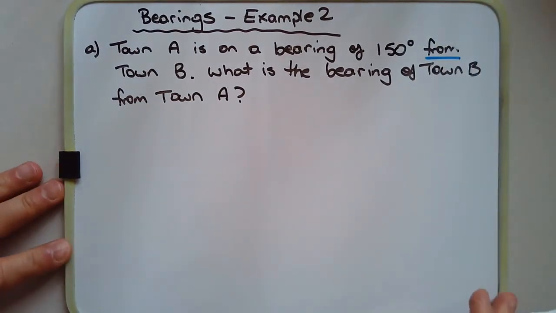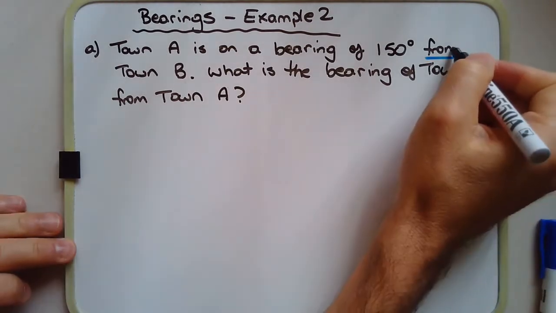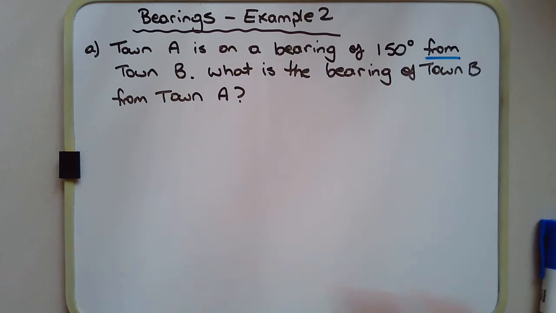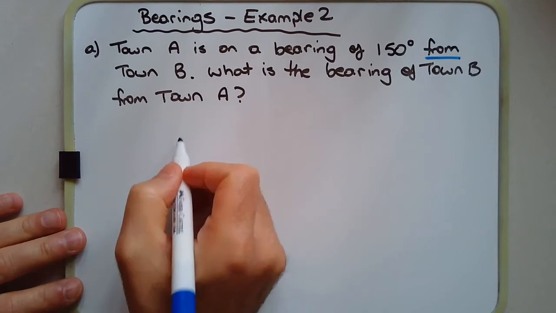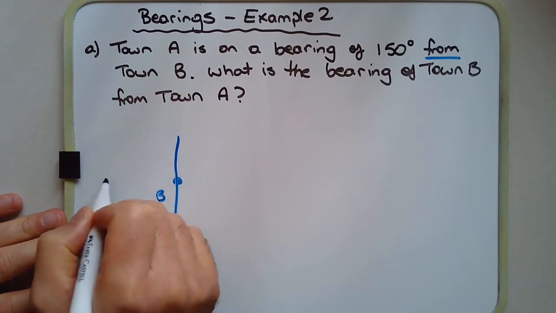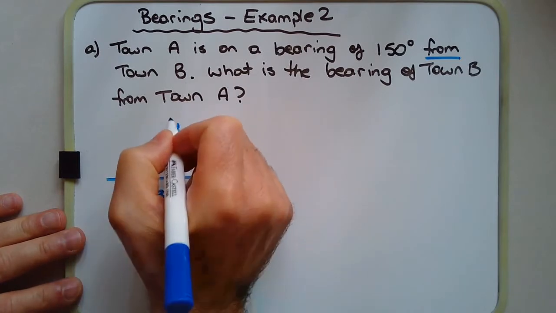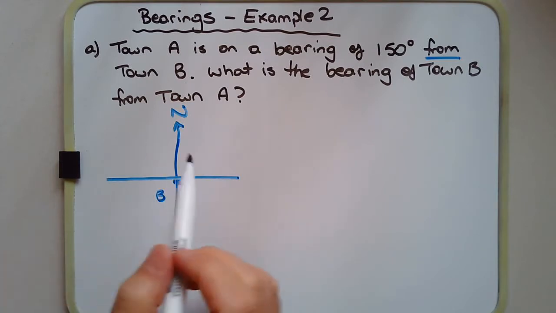Okay, so town A is on a bearing of 150 degrees from town B. What is the bearing of town B from town A? So we know that town B is our starting point. What I'm going to do is draw a compass rose. There's north. And from town B, I'm going to draw in where town A might be. We're going to try to draw it somewhat to scale. You don't have to draw it exactly to scale, but roughly. So 150 degrees from town B.